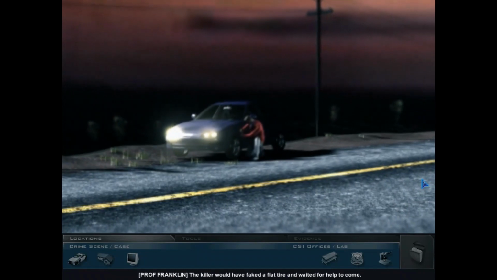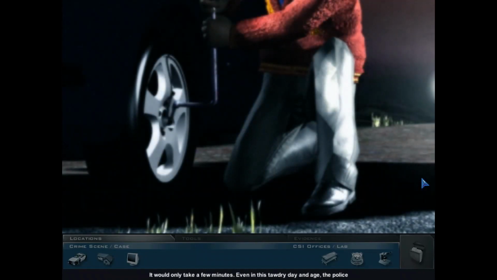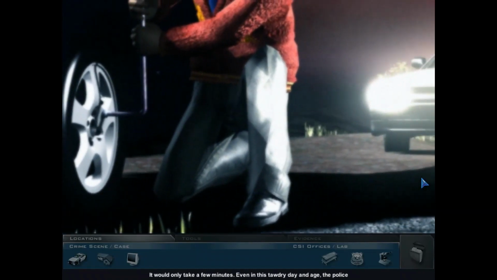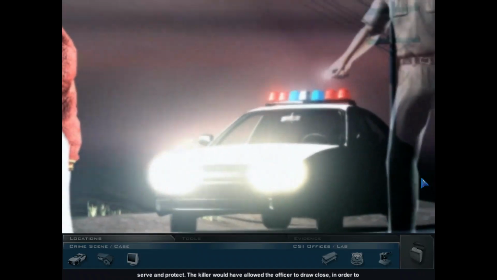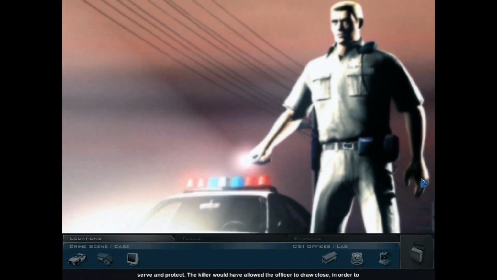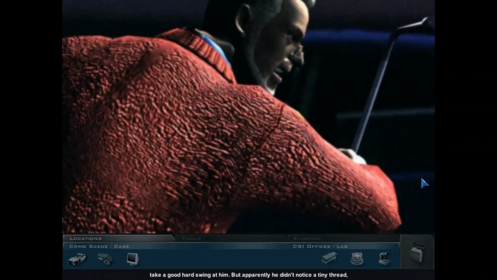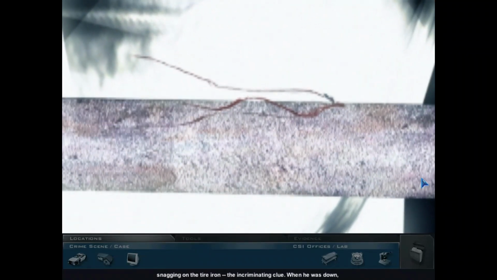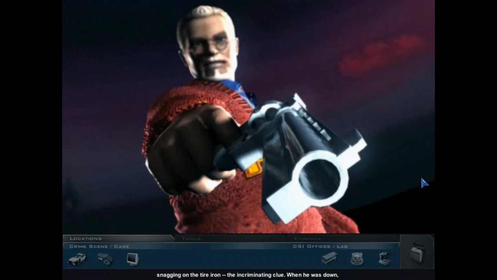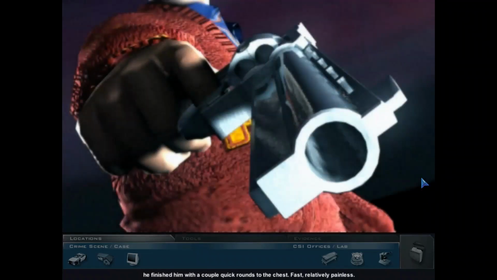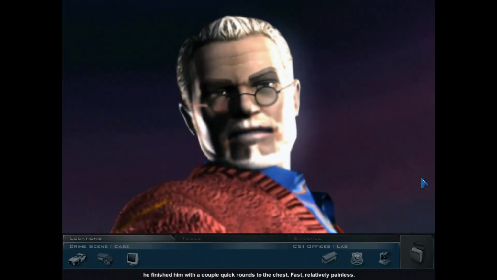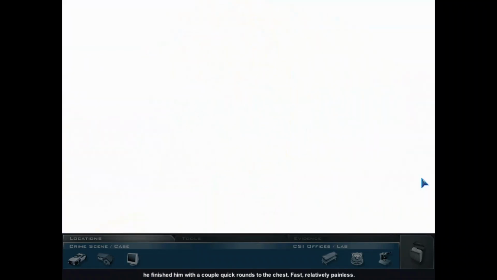The killer would have faked a flat tire and waited for help to come. It would only take a few minutes. Even in this tawdry day and age, the police serve and protect. The killer would have allowed the officer to draw close in order to take a good hard swing at him. But apparently he didn't notice a tiny thread snagging on the tire iron, the incriminating clue. When he was down, he finished him with a couple of quick rounds to the chest. Fast, relatively painless.